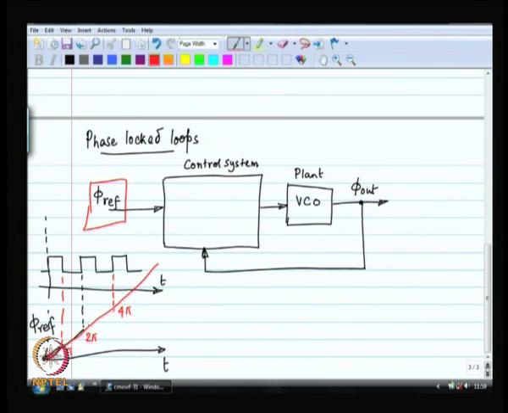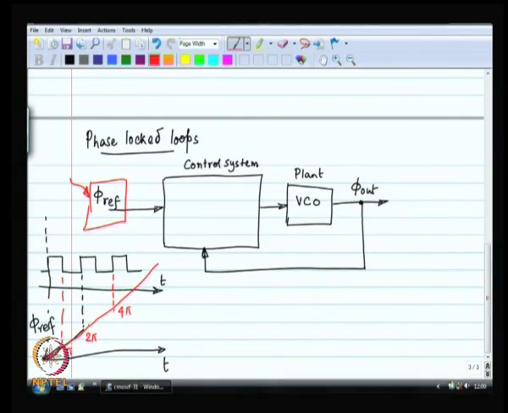You could also think of it as a sawtooth waveform, but that is too complicated, it is not necessary. An angle between 2 pi and 4 pi is the same as an angle between 0 and 2 pi. So, you do not have to think of it as a sawtooth waveform, you can think of it as a ramp. So, that is the key word over here. This phi ref looks like a ramp.